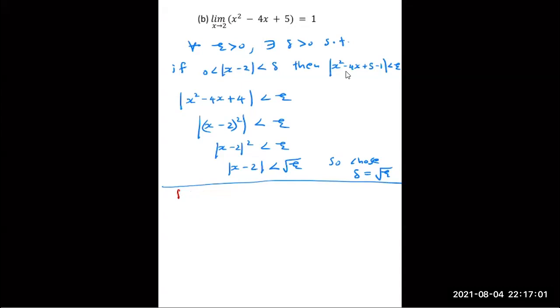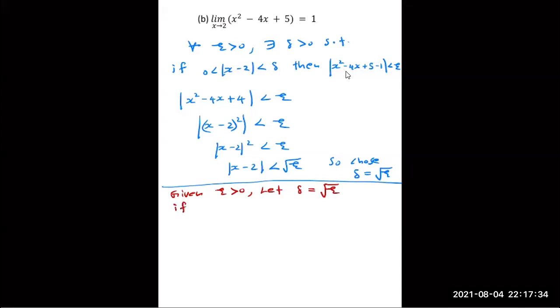Given epsilon greater than 0, I take any given epsilon greater than 0. I take my delta to be square root of epsilon. Then this is what I want to show: if this is true, then I have to show that the absolute value of f of x minus L is less than epsilon. Of course, f of x is this expression and L is 1 in this case. Okay, let's prove that.